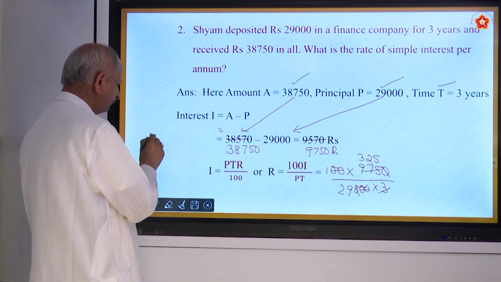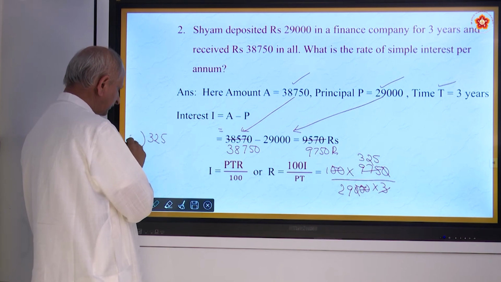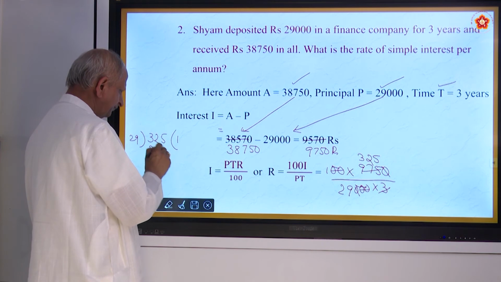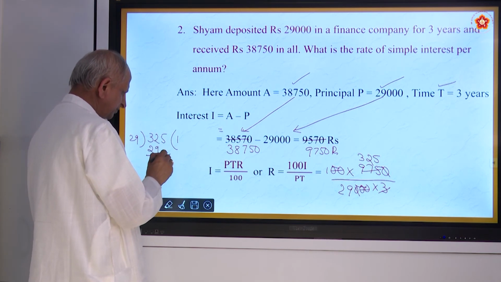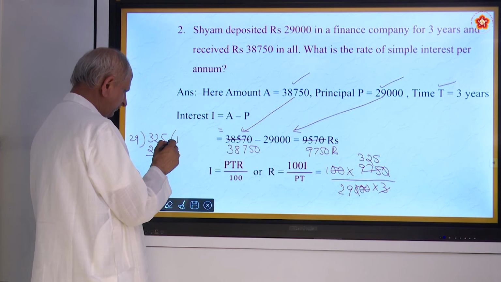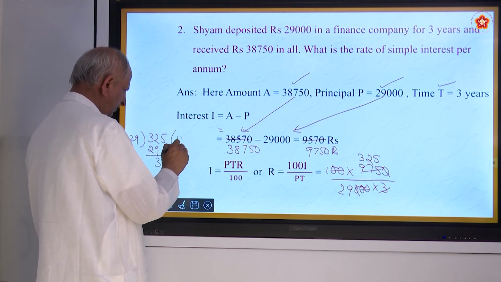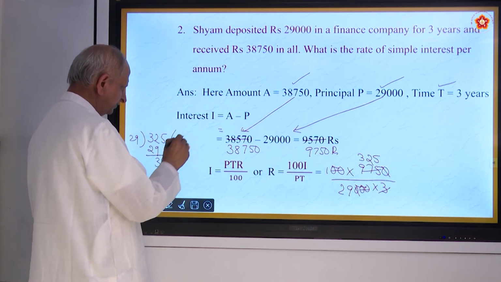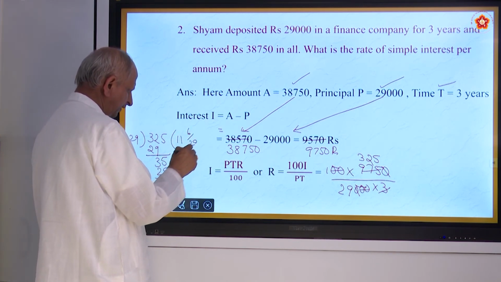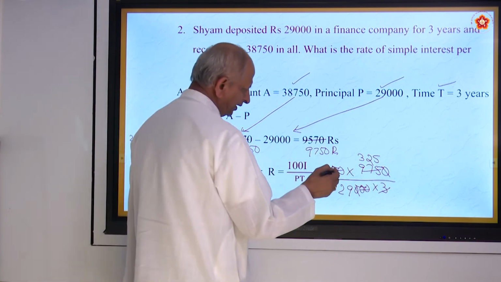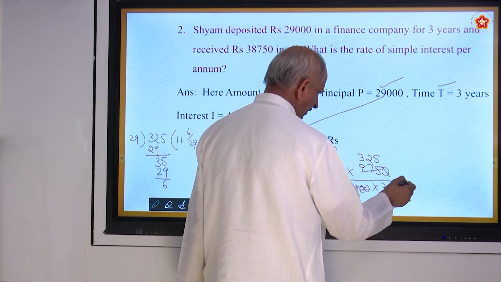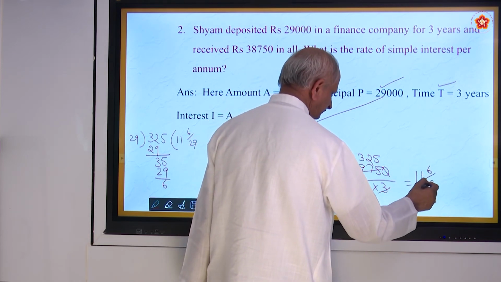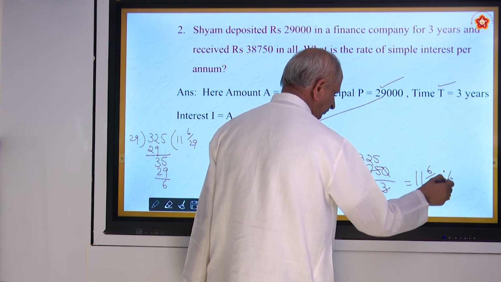325 divided by 29. It will be 1s are 29 and 3 remains, 35. Then you have 1s are 29. 6 remains, right? So 11 6 by 29%. So the answer is 11 6 by 29. You can write it in decimal also, that is the percentage.